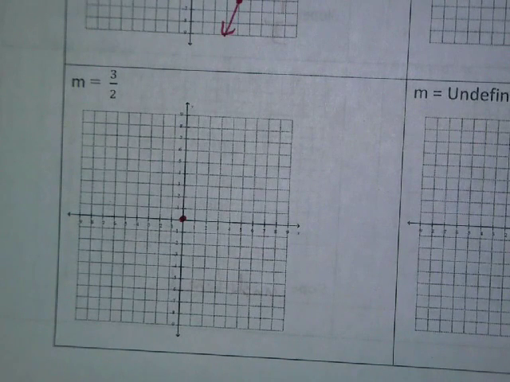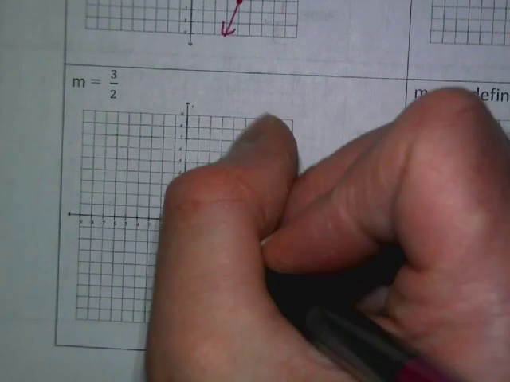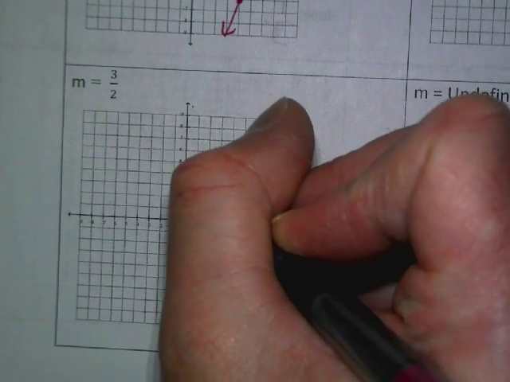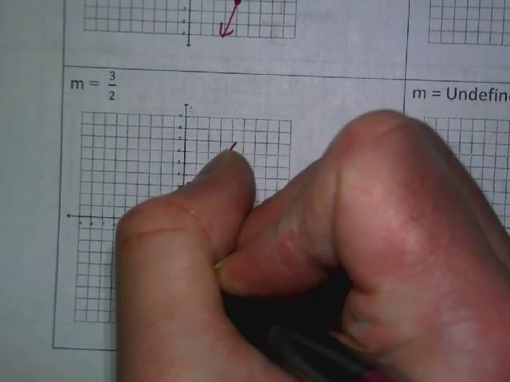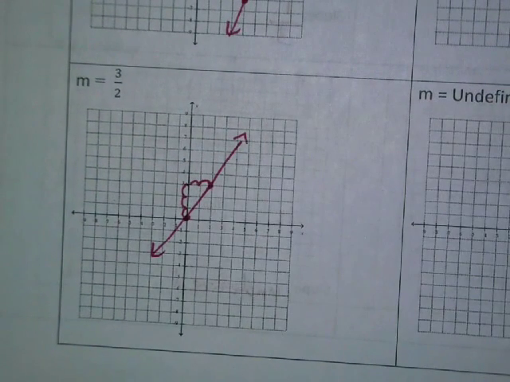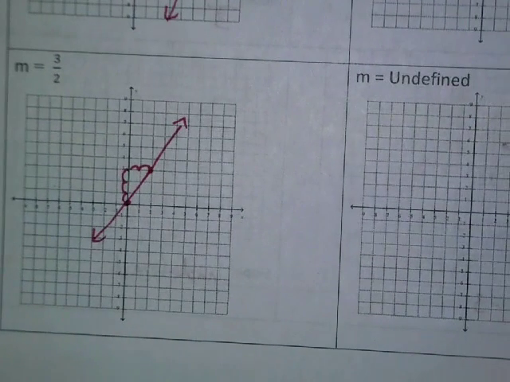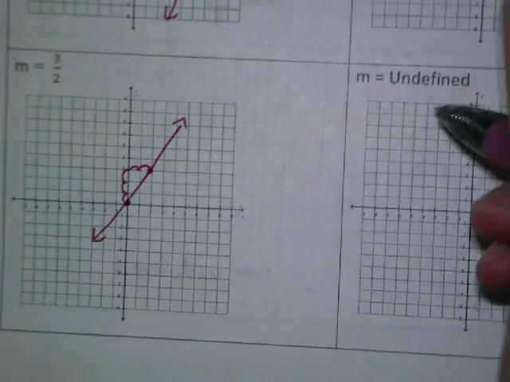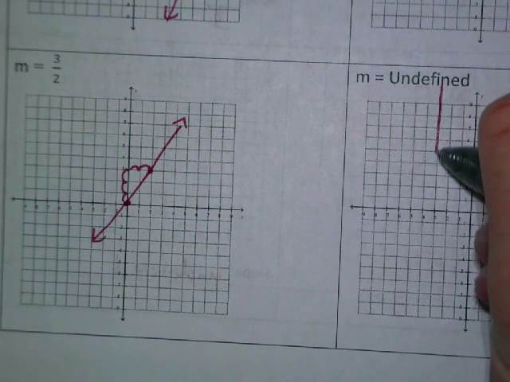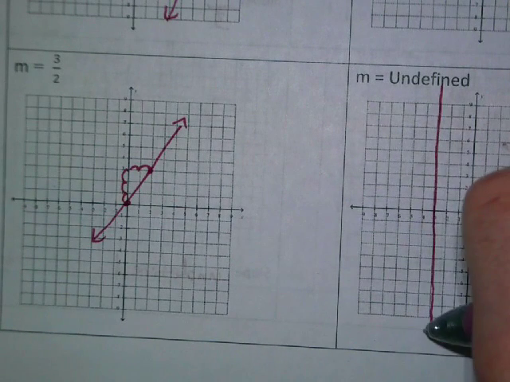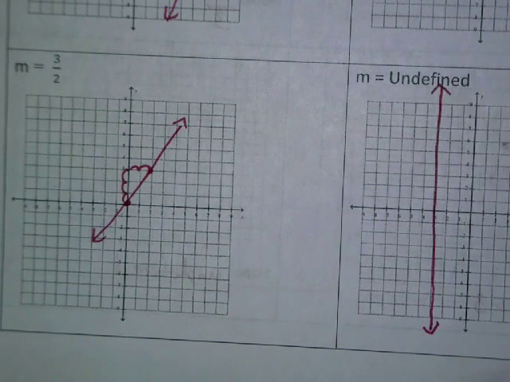Last two, down the bottom row, slope of 3 over 2. So pick yourself a point to start again. I'm going to start right in the middle. We're going to go up or down on this one? Up. So we're going to go up 3, right 2. So there would be that line. And then last, undefined. What is that line going to look like? Right, it's going to go vertical. So undefined is vertical, horizontal is 0.